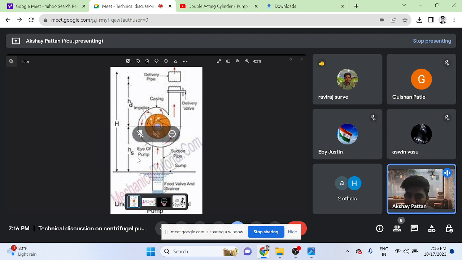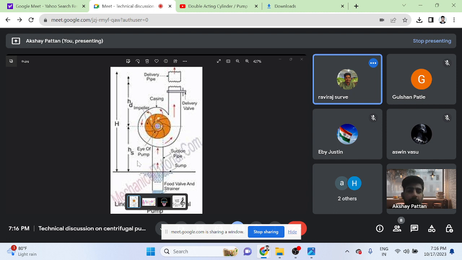So, in this diagram, you can see that there are HD and HS mentioned. That is suction head and discharge head, delivery. Can you see that HS and HD? Yes, suction head and discharge head, right. So net positive suction head is all about just the suction side, not the discharge side. So the head which is available at the suction side is the suction head. That is net positive suction head.